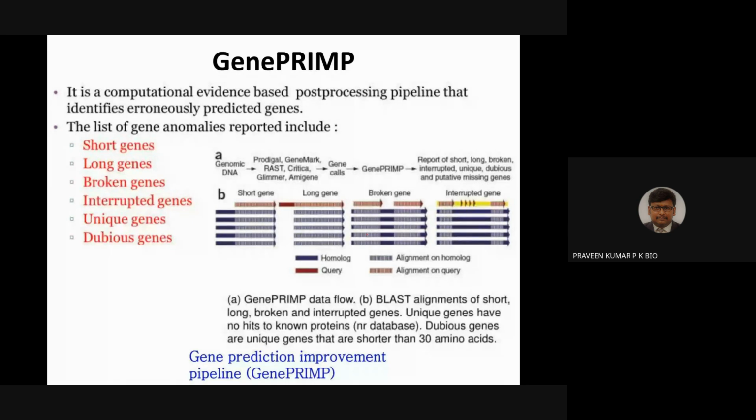So how is this actually predicted, what is the data flow? If you see the GenePrimp data flow, initially you take the genomic DNA and run it through software like Prodigal, GeneMark, RAST, Critica, Glimmer, Amigene, etc. Then you get the gene calls, and you send them to GenePrimp. So you get a report of these distinguished kinds of gene information: short, long, broken, interrupted, unique, dubious.